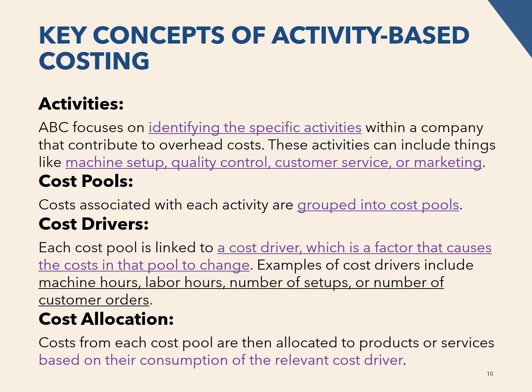Key concepts of activity-based costing include activities, cost pools, cost drivers, and cost allocation. ABC focuses on identifying the specific activities within a company that contribute to overhead costs. These activities can include things like machine setup, quality control, customer service, or marketing. Costs associated with each activity are grouped into cost pools. Each cost pool is linked to a cost driver, which is a factor that causes the cost in that pool to change.